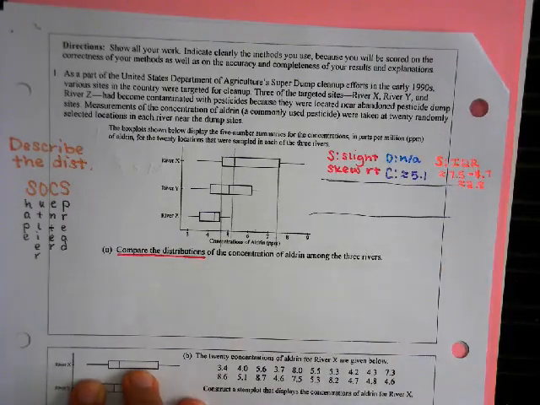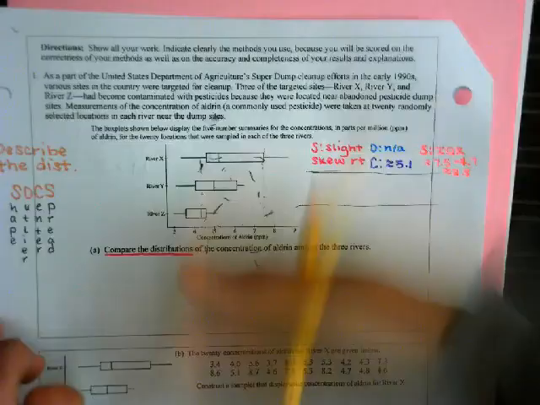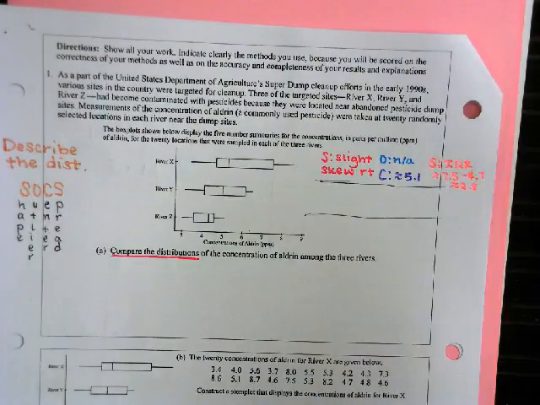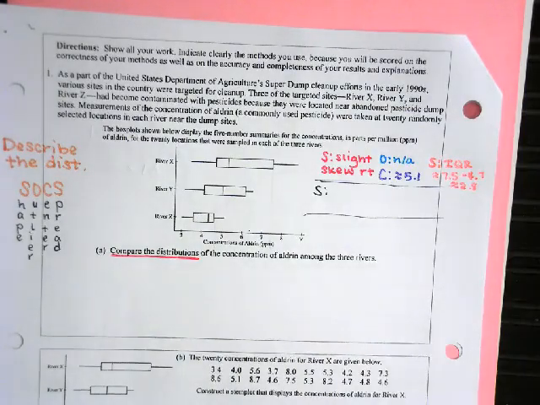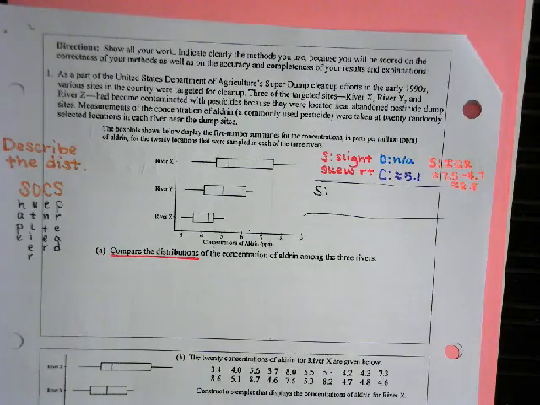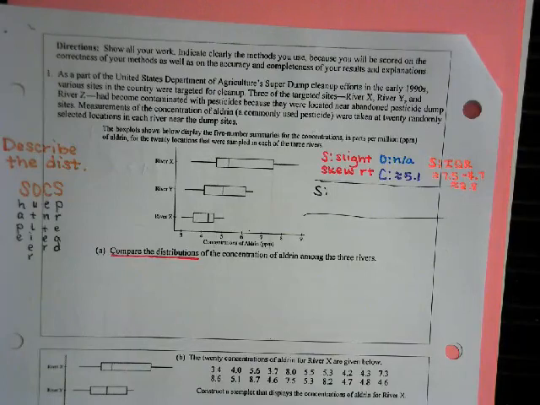All right, now we're going to do the same for river Y. What would you say the shape of this box plot is? Skewed left. Skewed right. It's symmetric.